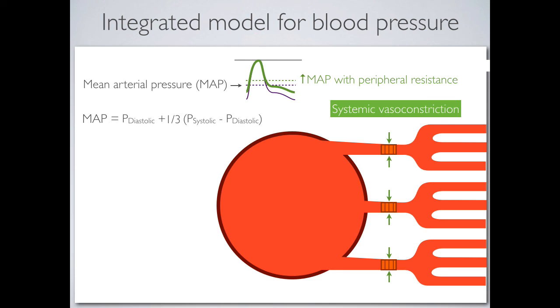The central nervous system also has the capacity to differentially generate peripheral resistance. So if you're being chased by a bear, it's a good idea to send blood to your muscles and not to your viscera, right? Because there's a lot of blood flow.